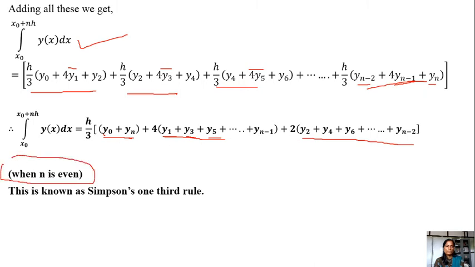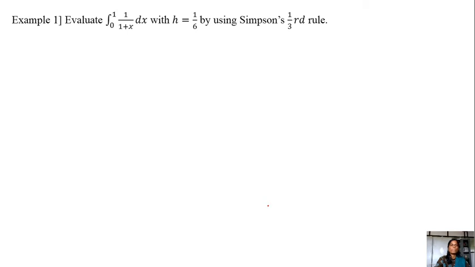So remember this Simpson's 1/3 formula is applicable only when the number of subintervals n is even. n is what? n is the number of subintervals. So this is known as the Simpson 1/3 rule. Remember this formula, we are going to use it while solving the examples. So let us see an example.